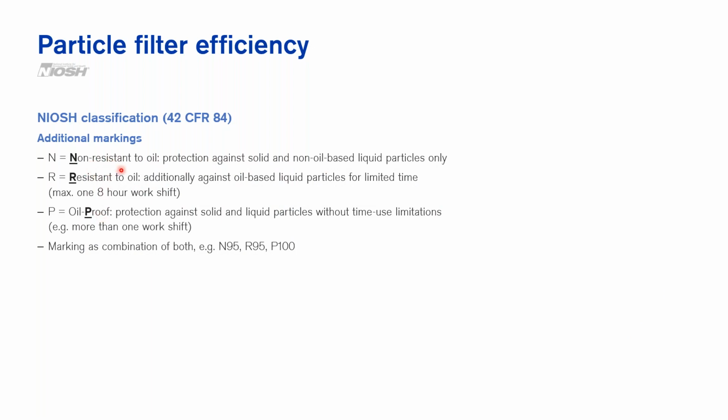N is non-resistant to oil. That means protection against solid and non-oil-based liquid particles. There is another model, which is the R, which is additionally resistant against oil-based particles for a limited time. And last is P, which allows extended use of the respirators, more than 8 hours. So, notwithstanding both EN and NIOSH, I just want to highlight that all disposable respirators are designed to be used for one work shift, which is 8 hours, except for P-rated, which is more than 8 hours.